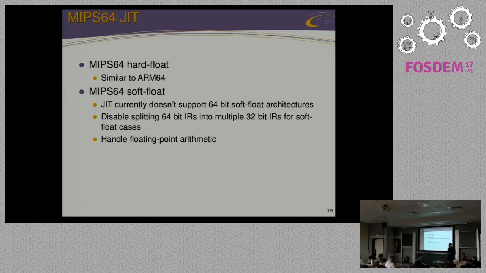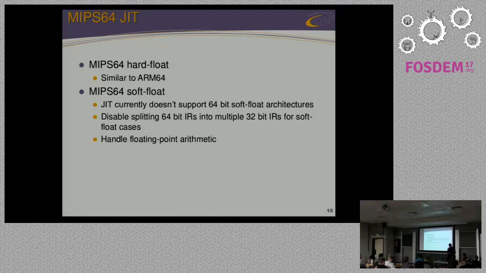The thing that we are going to do, MIPS64 soft float, will need a little bit more specific change than the earlier ports, because in its current state LuaJIT doesn't support any 64-bit soft float architecture. So in order to enable that, we need to make a little change in the split pass, precisely, disable splitting 64-bit IRs into two 32-bit IRs. And after that, continue the normal work that we planned: handle floating point arithmetic properly, meaning make sure that we don't generate any floating point instructions and call functions in a proper manner. So that's about it.